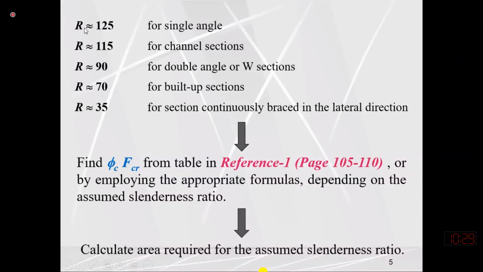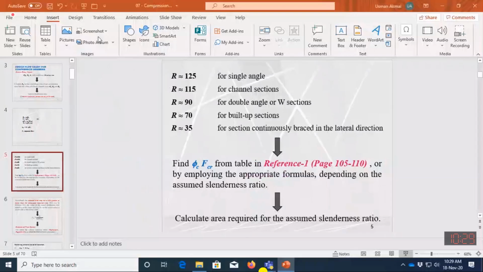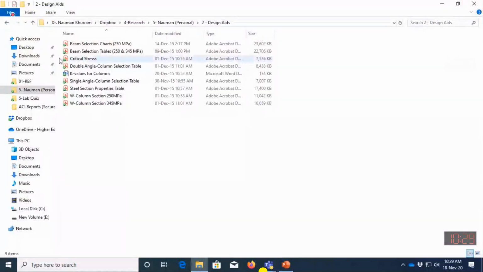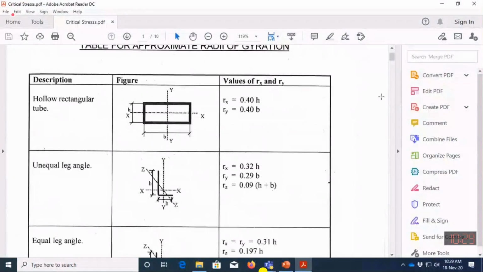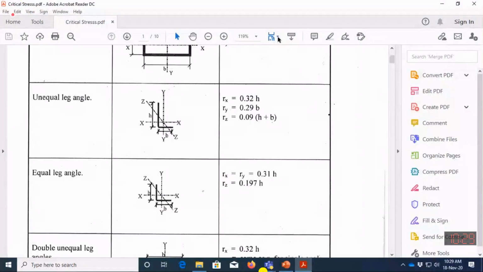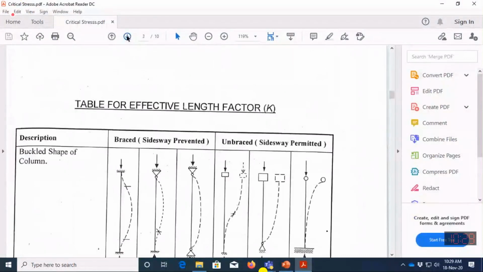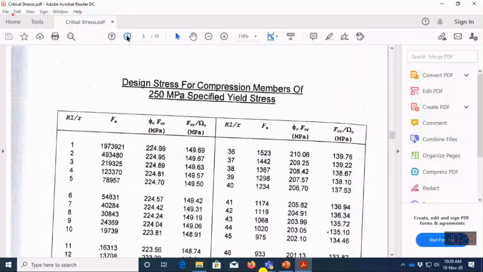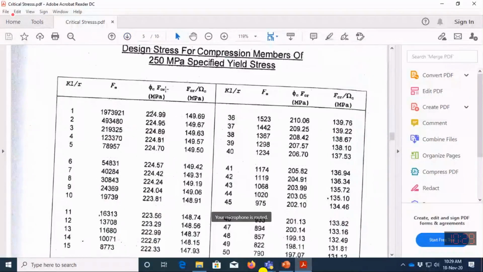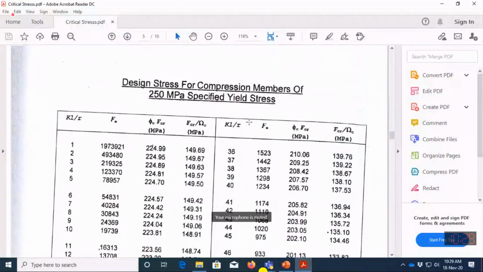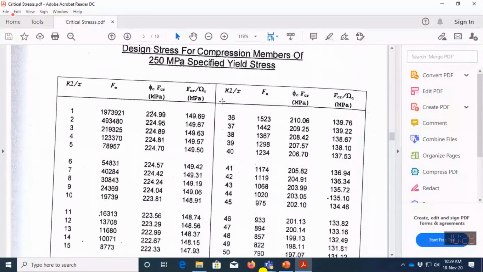So depending upon this assumed slenderness ratio, you can consult page number 105 onward, which are given in the LRFD design aid. Can you see these tables? Please respond. Yes, sir, on screen. Okay, good.